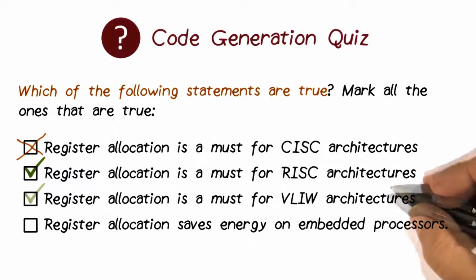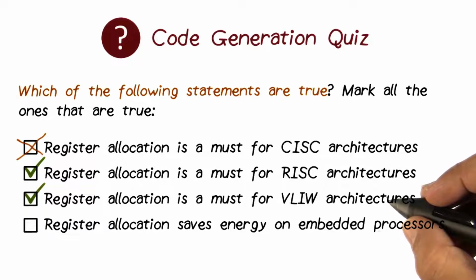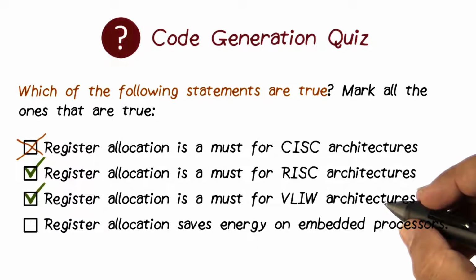maximally here. VLIW processors or VLIW architectures, the third statement says register allocation is a must for them, and it is a true statement because remember in VLIW architectures, the compiler needs to have control over latency and it can figure out the latency better if the values are resident in registers. We know that it takes a fixed number of cycles for those values, and therefore VLIW architectures also need a good register allocation so that they can efficiently do bundling and scheduling of instructions.